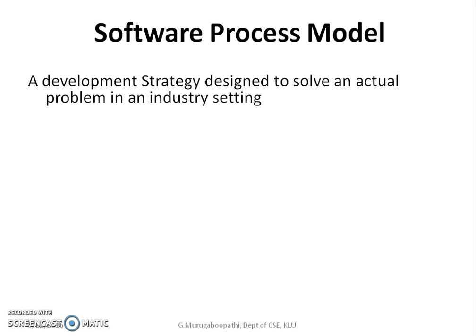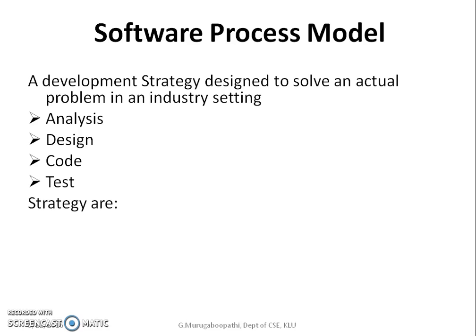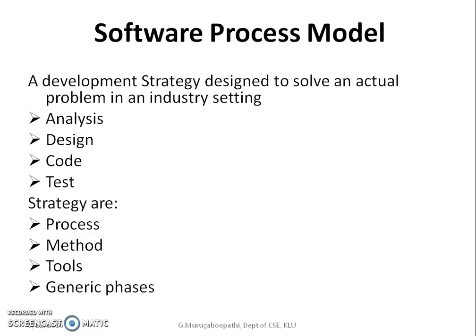The software process model is a development strategy designed to solve an actual problem in an industry setting. The software process model has activities like analysis, model, design, code and testing. The development strategy has the following: process, method, tools. The last one is the generic phases.